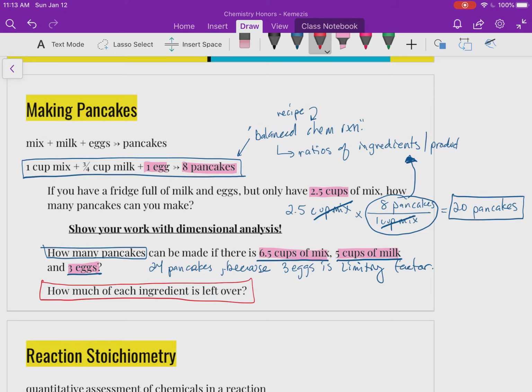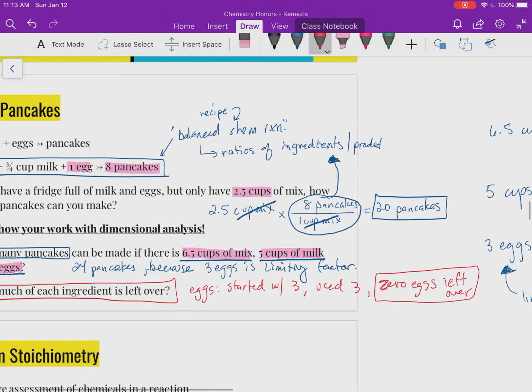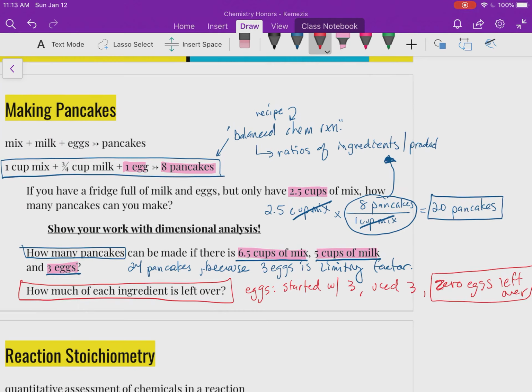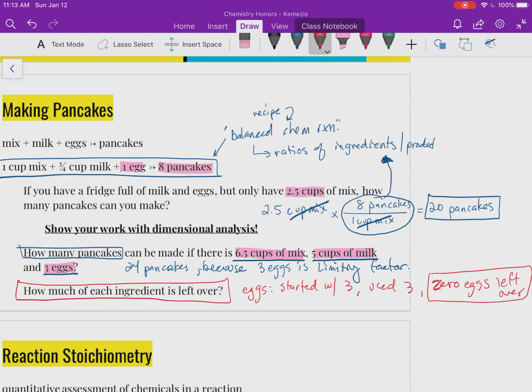So the easiest one here is eggs. In order to make 24 pancakes, we need to use 3 eggs. So if I think of the eggs, we started with 3, and then we used 3. So there are 0 eggs left over. And that's going to be true of every limiting factor. If we had more eggs, we would have been able to make more pancakes and so on. So whatever the limiting factor is, you're going to have 0 left over. But it's still this idea of how much you started with subtracted from how much you used is how much you have left over.